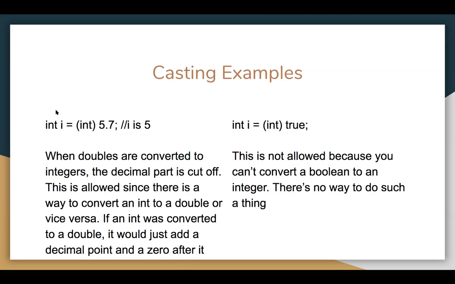Also make sure that if you assign something that's casted to a variable, the thing you're casting to matches the data type of the variable. So basically, if you're casting a double to an int, make sure that inside the parentheses is int, and also that the data type of the variable is int. And that's about it.